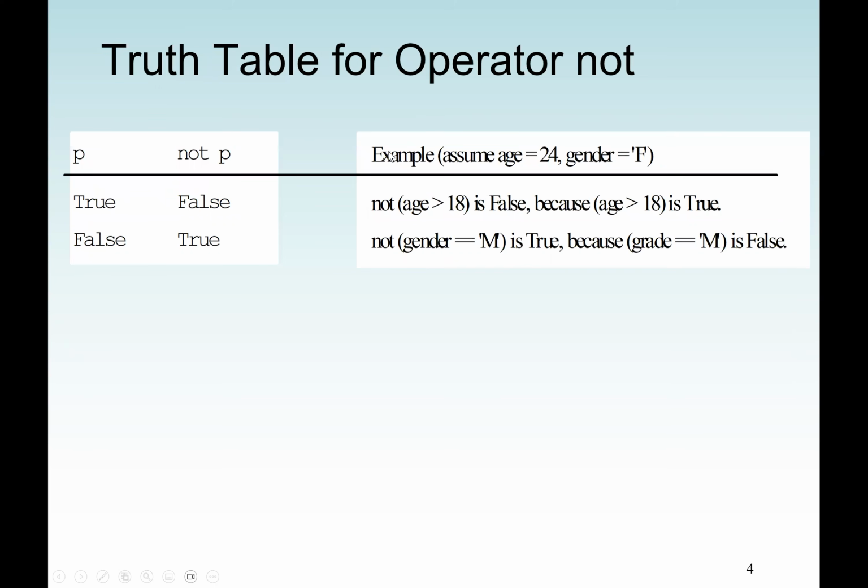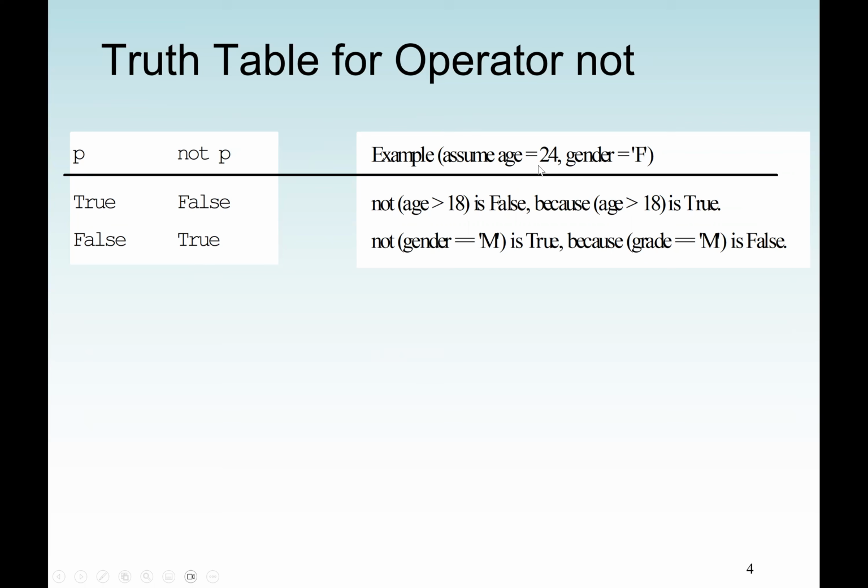So let's see the truth table for the not operator. As we said, if our input P is true, then not P will be false. If our P is false, then not P will be true. Normally, for the not operator, we use the term unary operator. A unary operator means it takes only one operand. So we have P, not P. If P is true, it will be false. If it's false, it will be true.